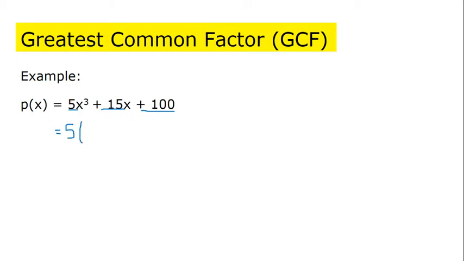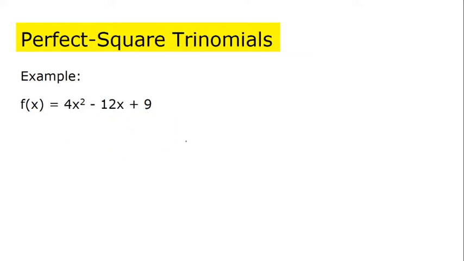And then I'm going to take that 5 out of each of these terms and rewrite those in the parentheses. So we're going to have x cubed for the first term, plus 15 divided by 5 is 3, so we're going to have a 3x, plus 100 divided by 5 gives us a 20. Now if you don't know how to do that division in your head, go ahead and use a calculator. So with greatest common factor, I just take out my greatest common factor, and then if I can factor it more, I factor it more. For this one, we can't factor it anymore, so this would just be our final answer of how we would factor this one.